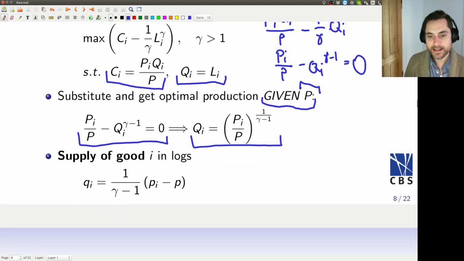And then I'll just say this last thing. In this whole chapter, whenever we have an uppercase, that means the level of a variable. When we have a lowercase variable, that means it's going to be the log of the level. So you can see here we've got Qi is equal to Pi divided by P, to the power 1 divided by gamma minus 1. Take the logs. We're going to have the log of big Qi equal to, taking that power down, 1 divided by gamma minus 1. And then, of course, logs change division into subtraction, so the log of Pi minus the log of P.